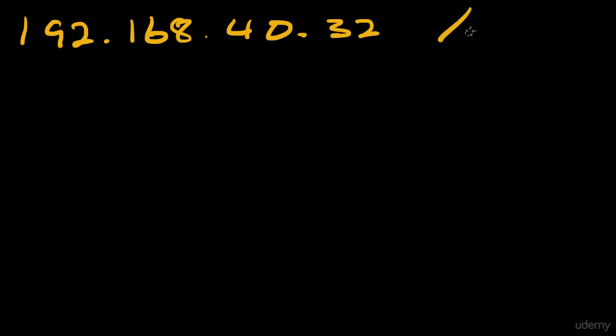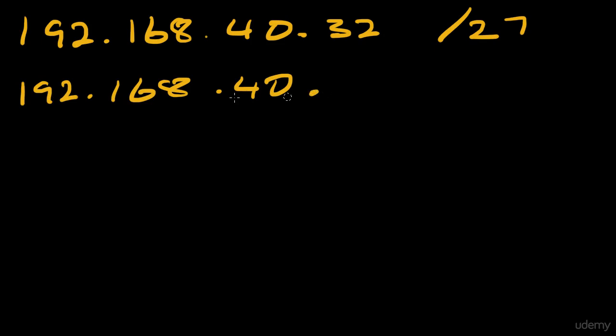The longer way of looking at this is to look at it in binary. Let's take 40.32 for example, /27. First thing we have to do is look at this last octet, 32, in binary. So this would be 192.168.40. And I'll write this out in binary. 32 in binary is 0, 0, 1, and the rest are zeros. 1, 2, 3, 4, 5. This column is the 32 column.